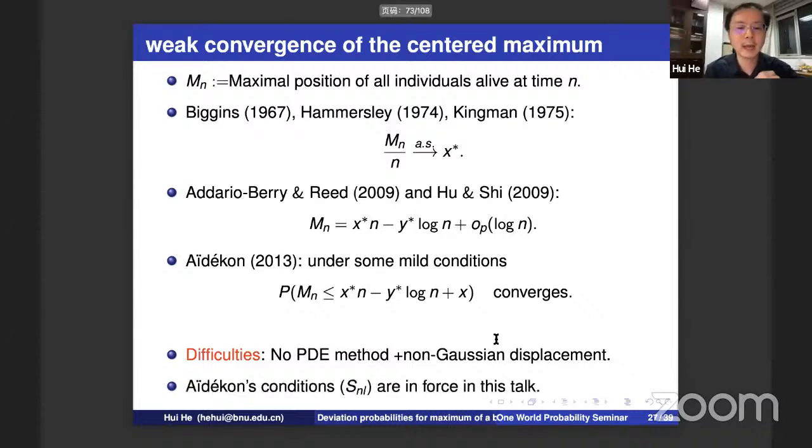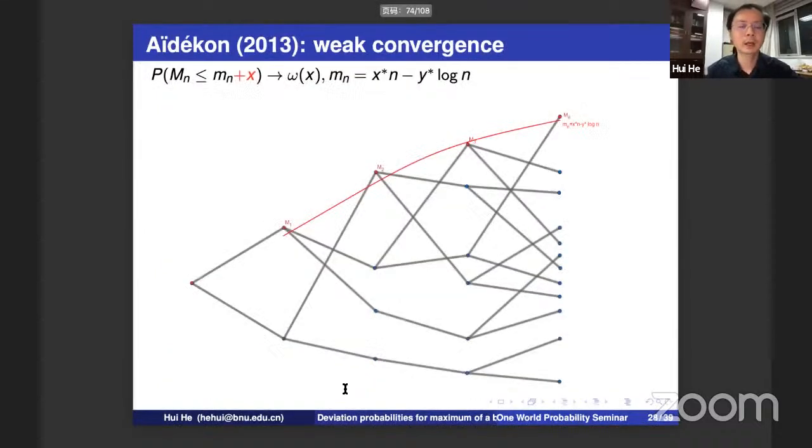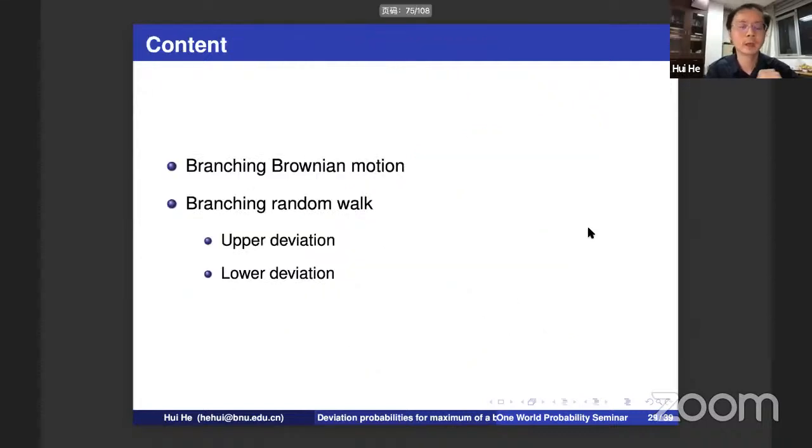And in this talk, I assume that these conditions are already in force. And I also would like to mention that this is just the condition in Bastien's talk, if you can remember the condition mentioned in his talk, okay? And this is the result, that is, Mn goes to infinity along this curve, and this curve is just x star times n minus y star times log n here. And then there are also two kinds of deviation probability that I would like to consider, the upper deviation probability and the lower deviation probability.